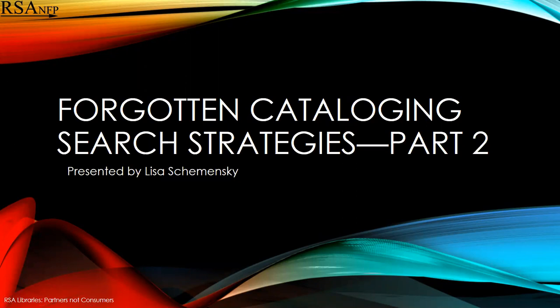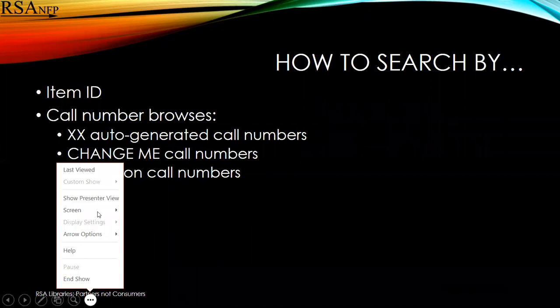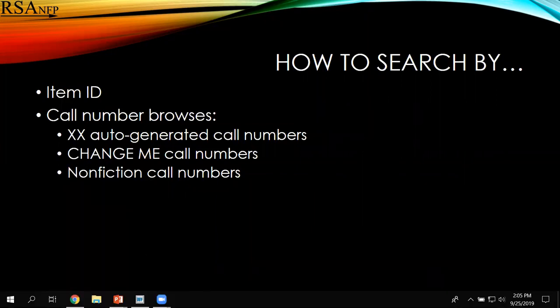My name is Lisa and I will be walking you through some not so common searches you can use in workflows. This video will cover searching by item ID and using a call number browse search to look for XX auto-generated call numbers, change me call numbers, and how to scan similar nonfiction call numbers in your collection when assigning new call numbers. So let's get back into workflows and do some searching.